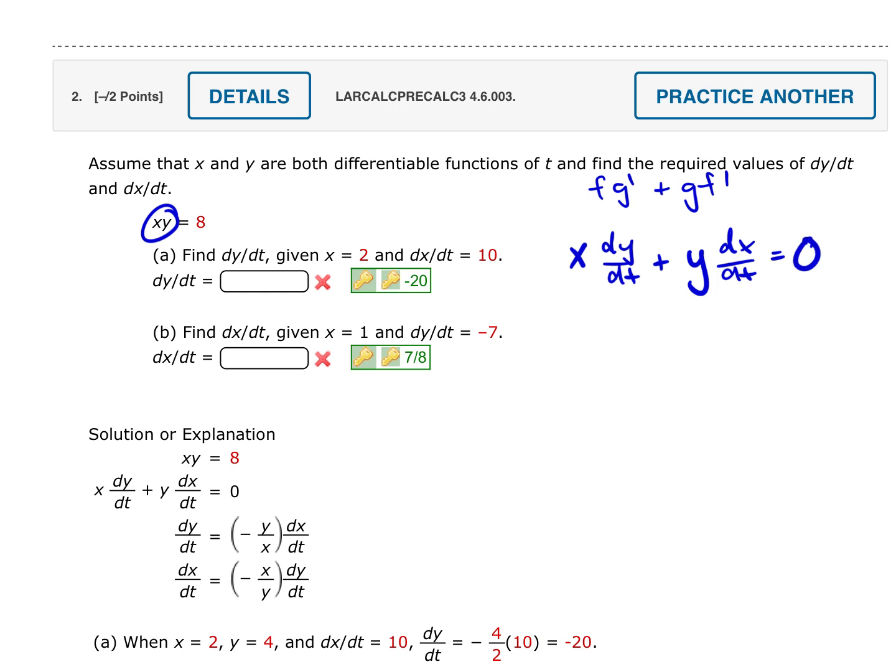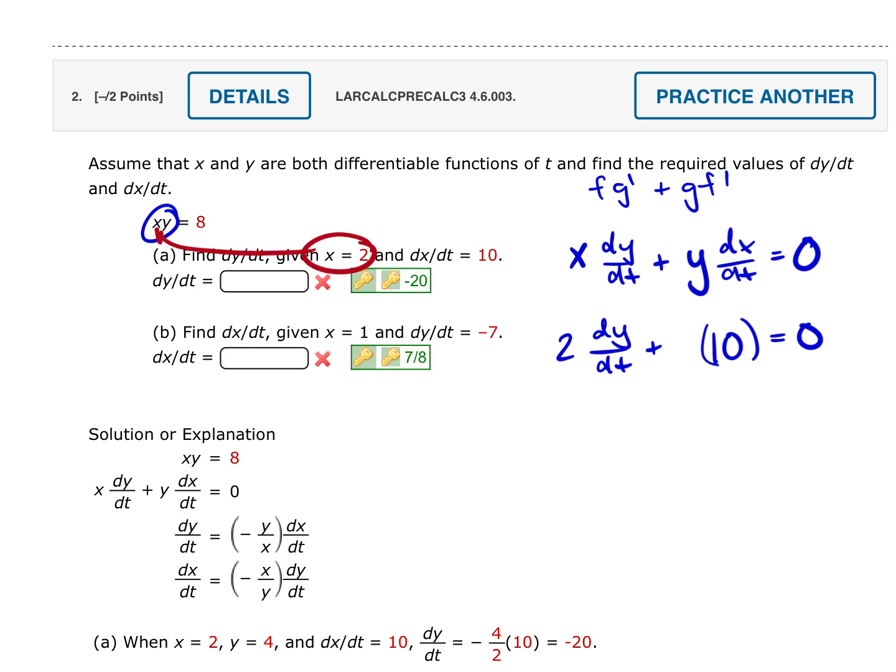So it says, find dy over dt given that x is 2 and dx over dt is 10. So x is 2, dy over dt, plus y we don't know, dx over dt is 10. Is there a way that we can find y? So we need to figure out what y is because the question's asking us for dy over dt, so we can't have two unknowns. How would we find y?